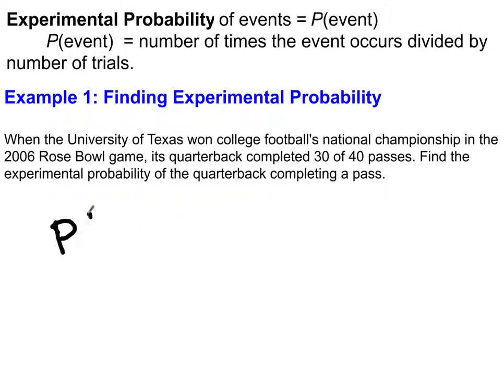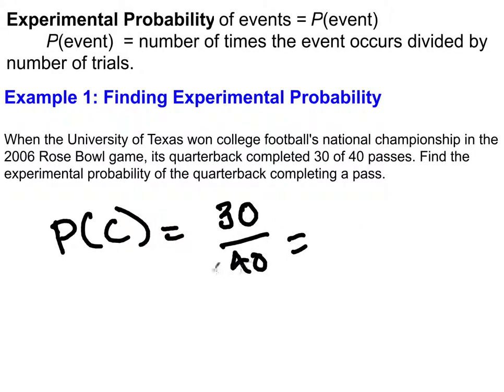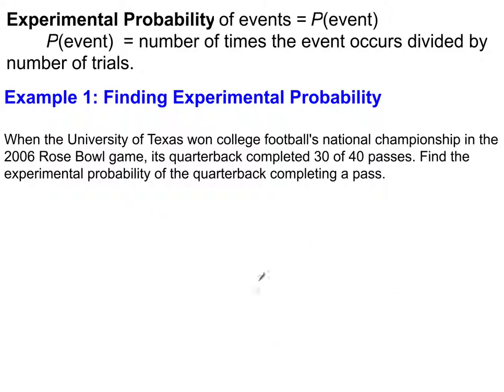So, the probability that he completes a pass is equal to 30 out of 40. It's that simple. The number of times he attempted it is your sample space. It's what goes on the bottom. And the number of times the event occurred, he completed it 30 times, is what goes on top. So 75% or 0.75 is the experimental probability that Vince Young, that was the name of the quarterback, will complete a pass.